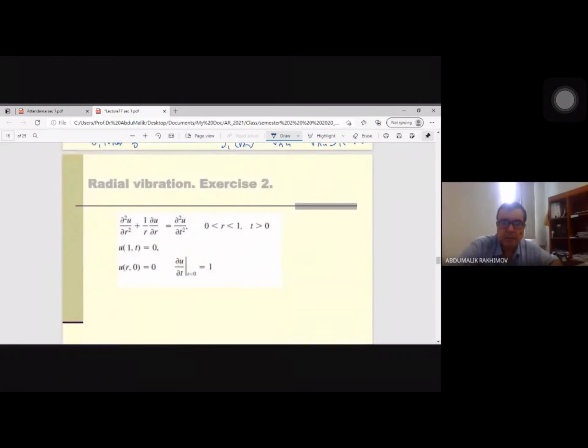Exercise number 2. Now the same, a equal 1 and c equal 1, the same equation, the same boundary condition. But the initial condition is like this: f(r) is 0. So from this we get that the a coefficients are 0. But g(r) is 1, right? f(r) is 0.